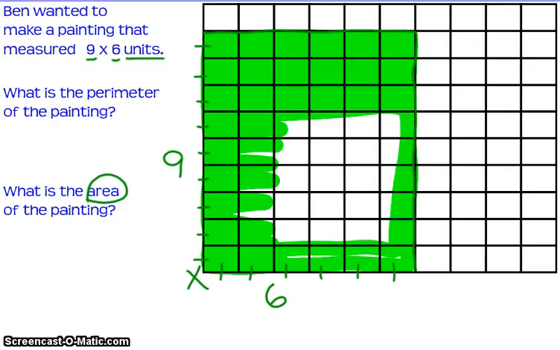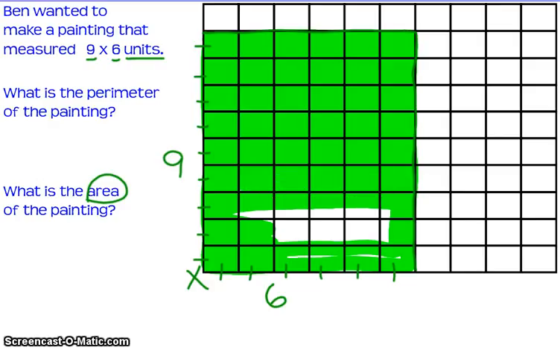If Ben, instead of painting a picture, was carpeting his den, he might need this much carpeting to cover the area of the floor. It's a flat surface. It is 2D, 9 by 6. If we count each of these boxes, I can see that I have 1, 2, 3, 4, 5, 6. I don't have just one group of 6. I have 9 groups of 6 going up. 9 times 6 is 54.